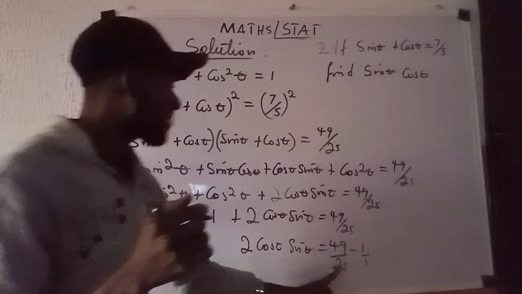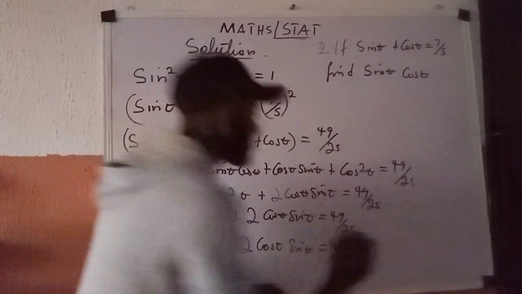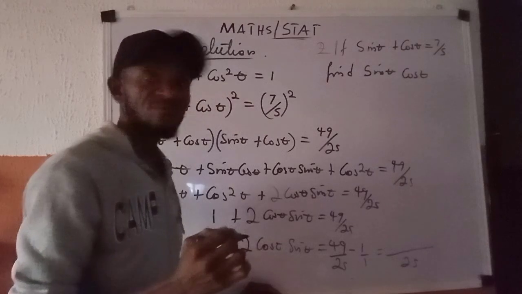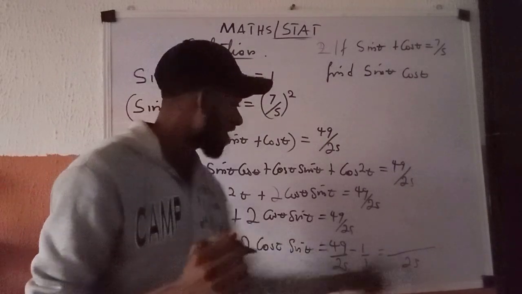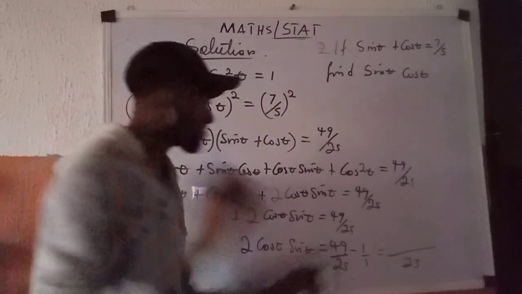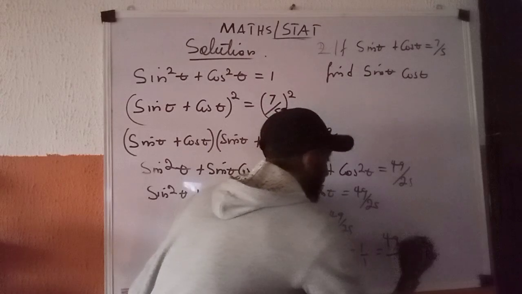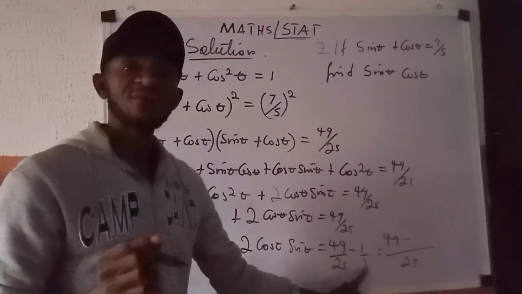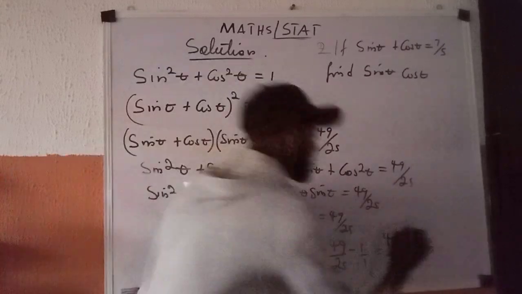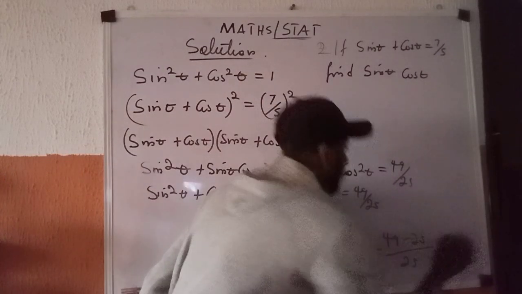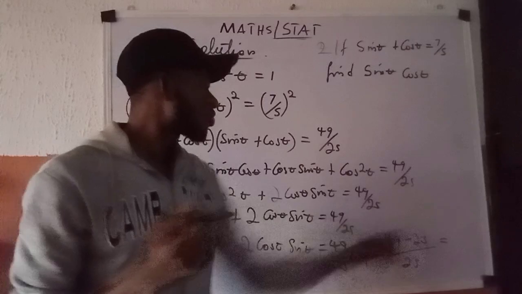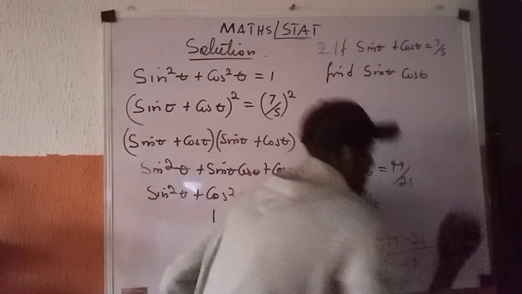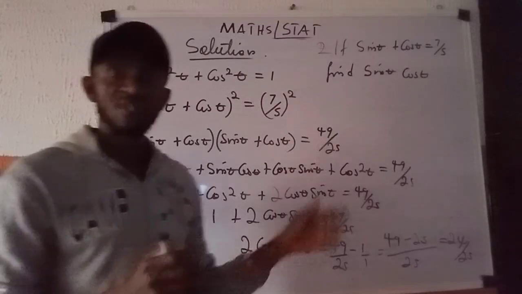So what is the LCM of 25 and 1? The LCM is 25. So I have 25 divided by 25, 1. 1 times 49 is 49, minus 25 divided by 1 is 25, and 25 times 1 is 25. This equals 49 minus 25, which is 24. So I have 24 all over 25. That is what I have there.